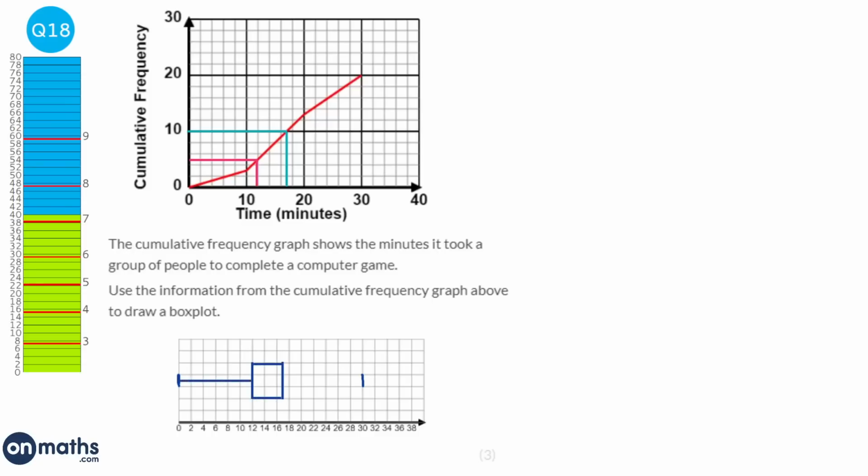And lastly, we need our upper quartile. And we do that by adding the 5 and the 10 together to make 15. So we're going to draw a line across from 15 and down. And that's 23. So a line up from 23.